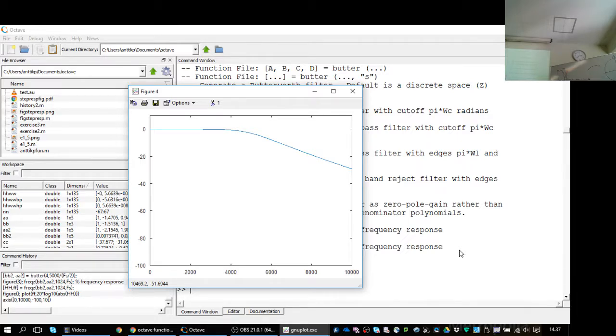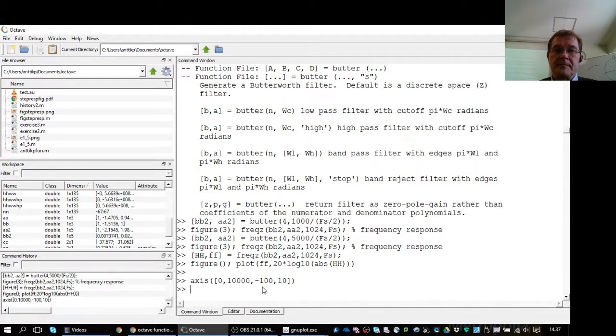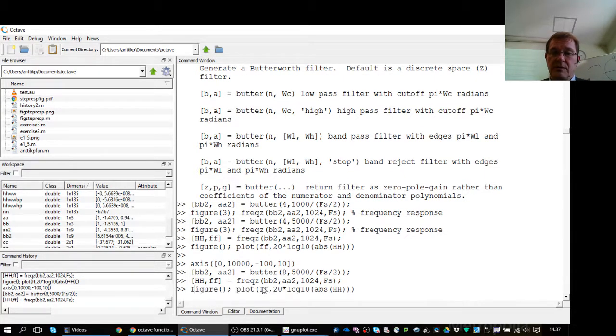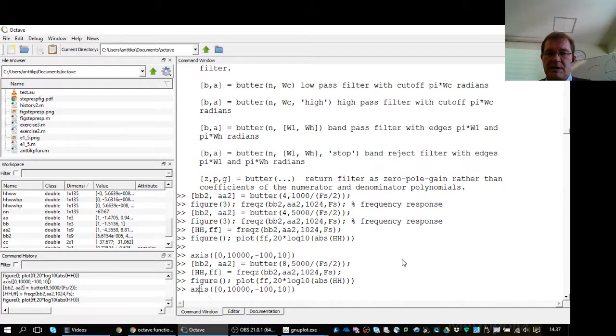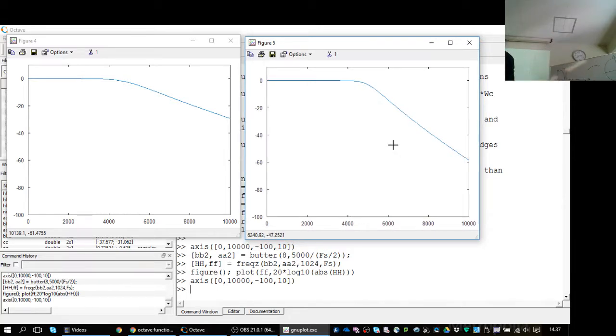Butterworth was optimally flat in the passband. And then the rolloff depends on the order number. So let's take a quick look if I change the order number. Fourth order or eighth order. Then I calculate the frequency response again and do the figure and some axis for that one. Okay, so fourth order filter compared to eighth order filter. The more stages you have there, the better attenuation you will get.